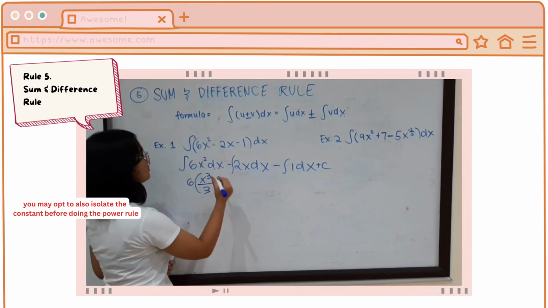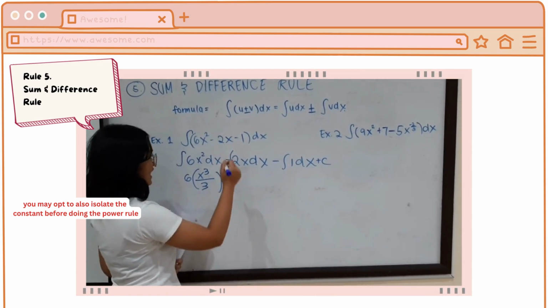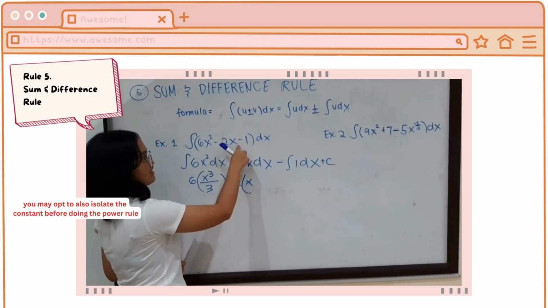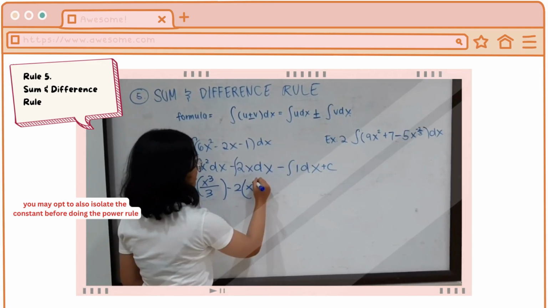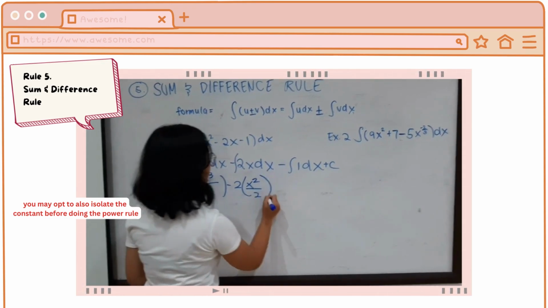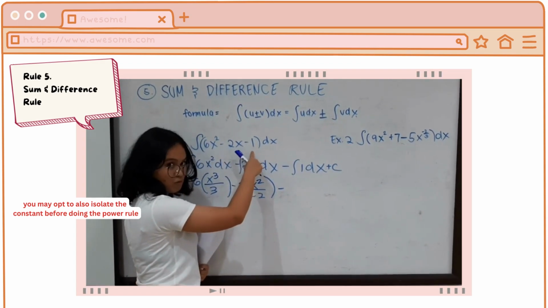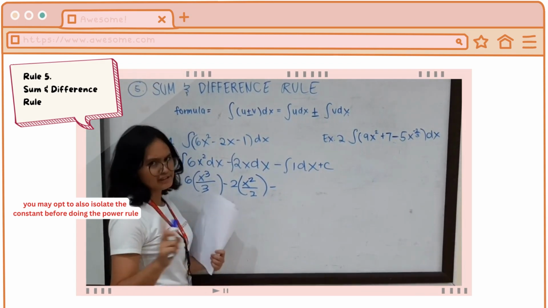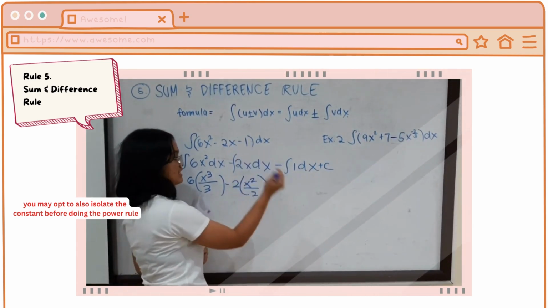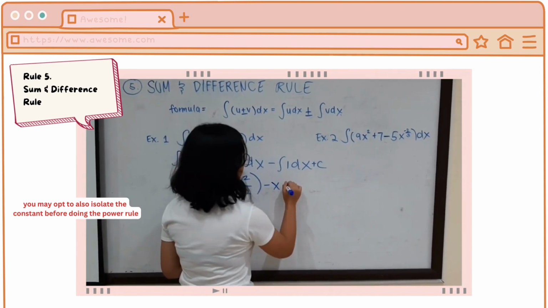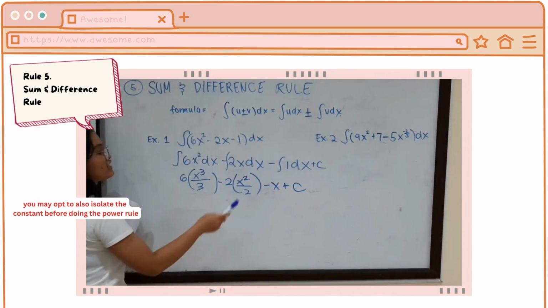Next, we'll do 2, so minus 2. And we have x, so there's an imaginary 1, plus 1, this becomes x squared. We copy 2 in the bottom, and then the next term is negative 1. Here, we should always remember that 1 is always equal to x. So here that it's negative 1, this is equal to negative x. And then plus c.